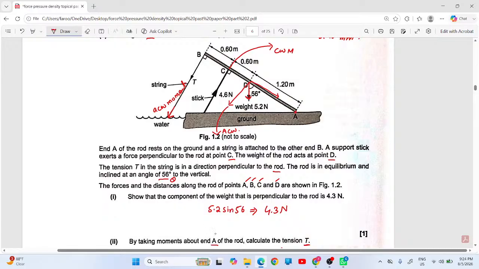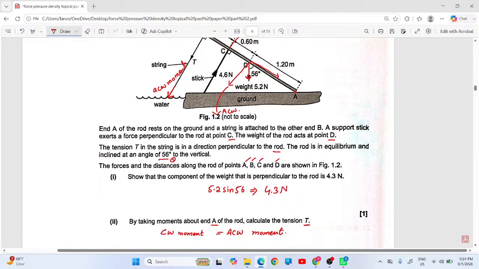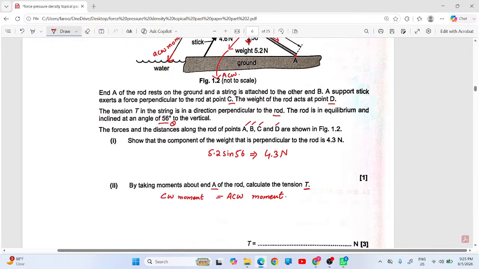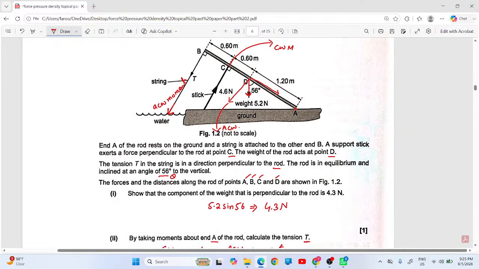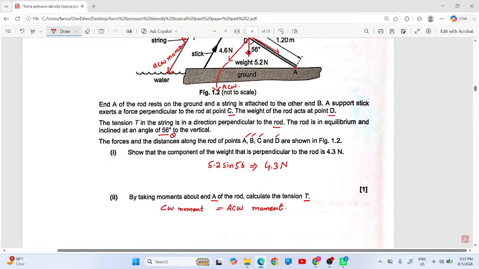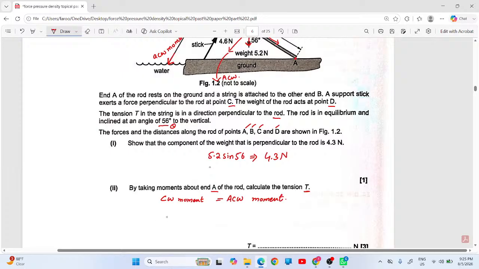Now we know we have two anti-clockwise moments and one clockwise moment. So the clockwise moment is 4.6. Add the distances 0.6 and 1.2, this is 1.80. So 4.6 into 1.80, this is the clockwise moment, and we have two anti-clockwise moments.